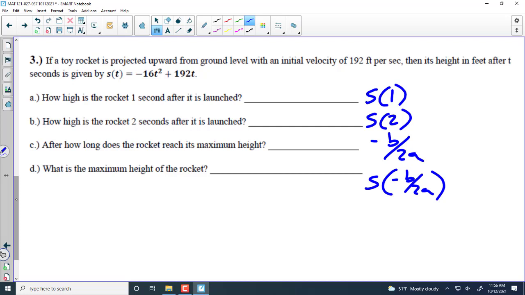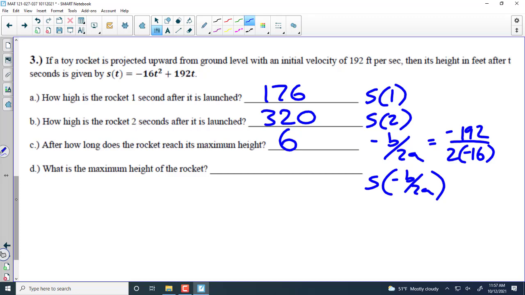So I'm not saying this is easy, I can't believe you didn't get this. What I'm saying is, remember, a story problem is usually asking you to do something you know how to do. Do we know how to plug numbers into equations? Yeah. Do we know how to find a vertex? Yeah. We can do all that stuff, we just need to make sure we know that's what it's asking us to do. So if you plug a 1 into the function, you will get 176. If you plug a 2 into the function, you will get 320. If you do negative b over 2a, you're going to have negative 192 over 2 times negative 16. You crunch that out either in your head or on a calculator, you'll get 6.